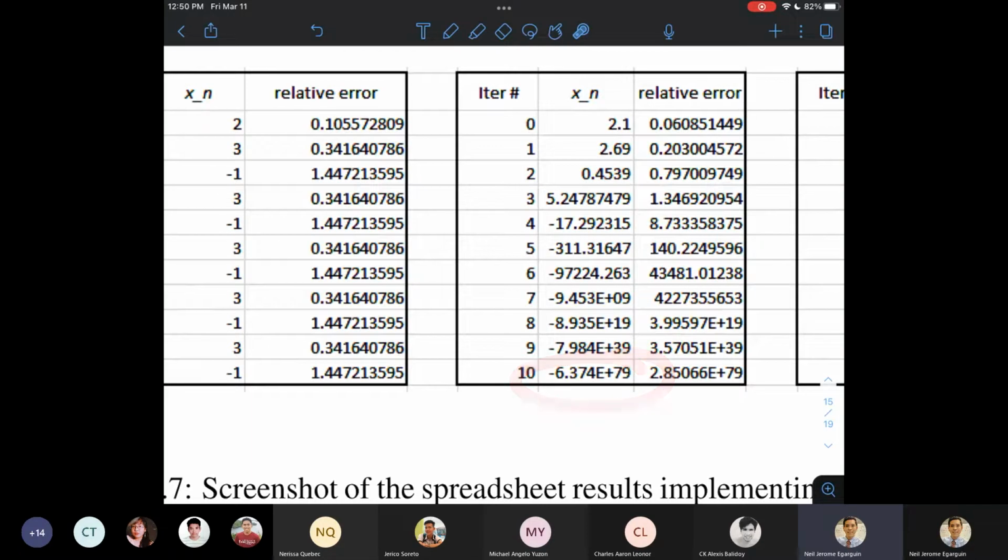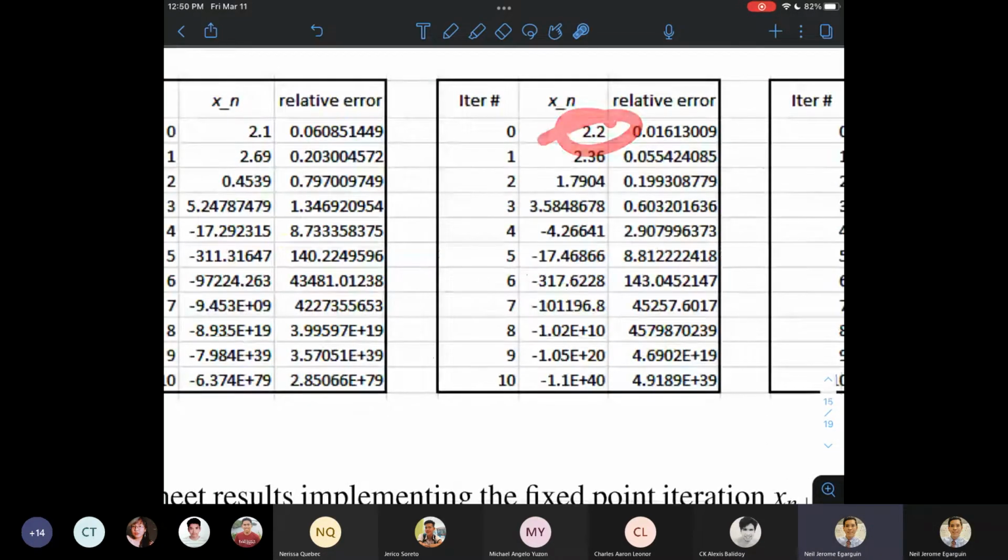Look at the result at the 10th iteration. It's negative 6.37 times 10 to the 79th. So it looks like this will converge to negative infinity, yung fixed point iteration if I start at 2.1. Now, sige, 2.2. Palapit ako ng palapit dun sa actual root para makita, baka naman pagka malapit siya dun sa actual root, mag-converge siya. Pero 2.2 na to, negative 1.1 times 10 to the 40th yung nasa 10th iteration. So mukhang yung fixed point iteration na to will diverge again to negative infinity.